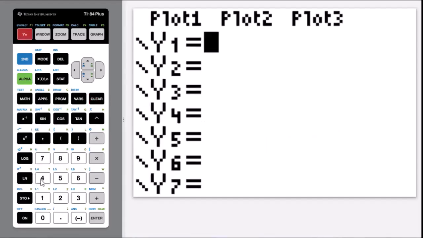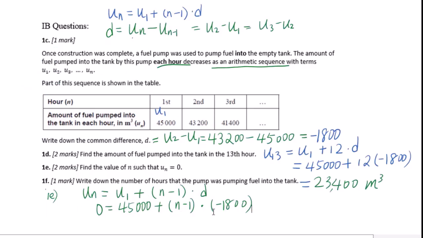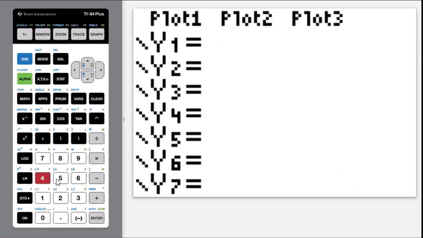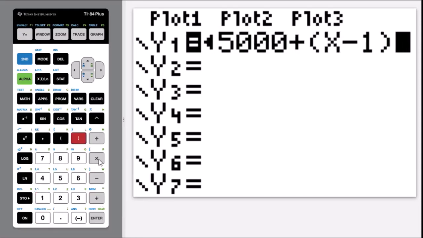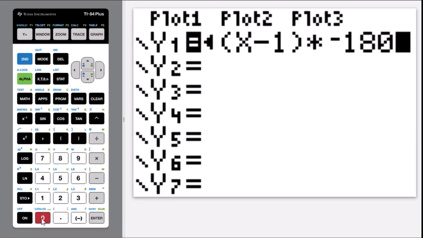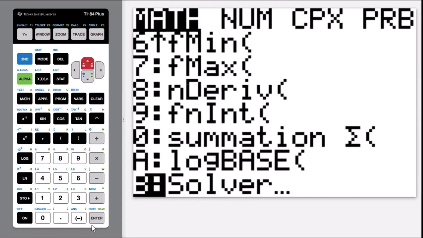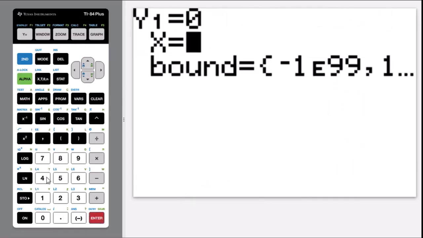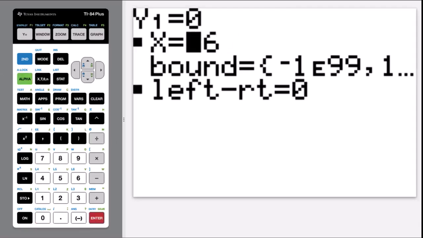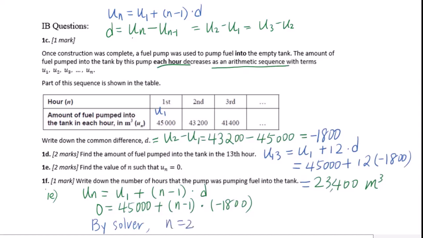Let's go to y equals. Since we want to use the equation solver, we need to make the equation equal 0. This equation is in equals 0 form. So go to y1, 45,000 plus x minus 1 times negative 1,800. Then go to math, up arrow, enter. Alpha trace, get y1, enter. Let's use 10 as an estimated number. Alpha, enter. Answer is 26. By solver, n equals 26.